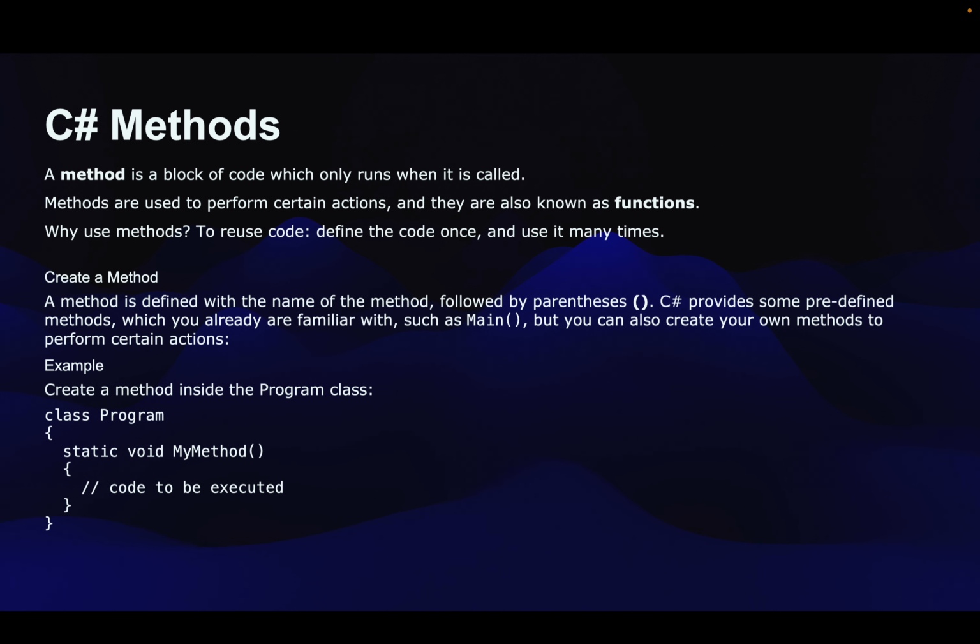Create a method. A method is defined with the name of the method followed by parentheses. C# provides some predefined methods which you are already familiar with, such as Main. You have seen it before in all the chapters. The Main function will execute; that is a predefined function. But you can also create your own methods to perform certain actions, based on your requirement. We are going to create methods inside the class. Always we have to create the functions inside the class.